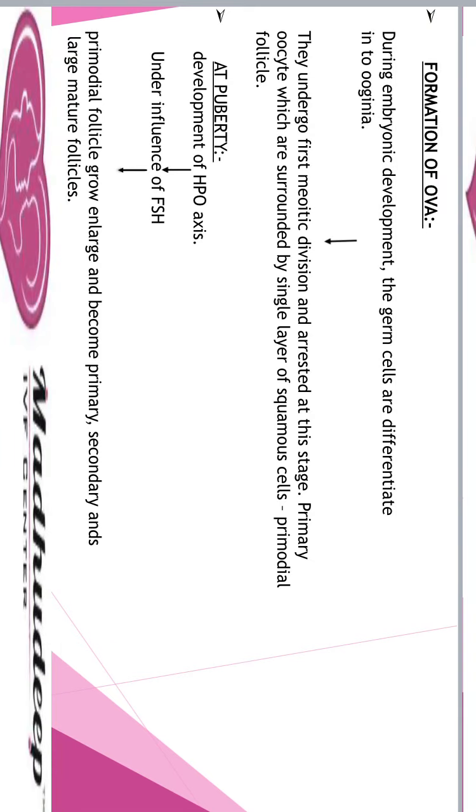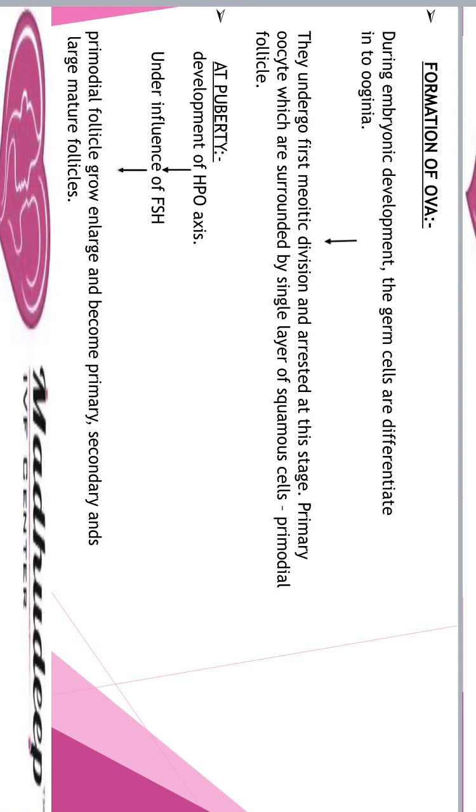Then formation of ova. During embryonic development, the germ cells are differentiated into oogonia, which undergo mitotic division, and the primary oocyte is surrounded by a single layer of squamous cells called the primordial follicle.